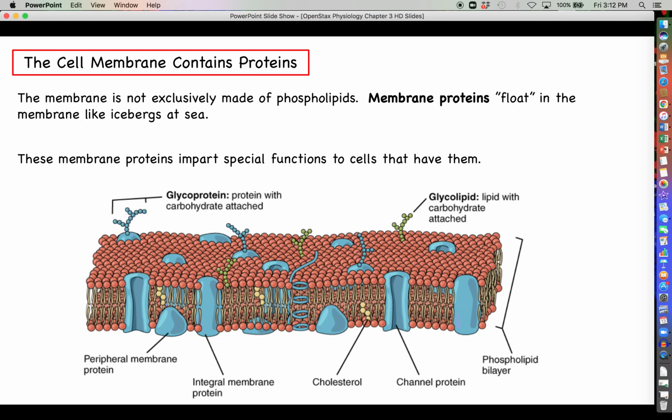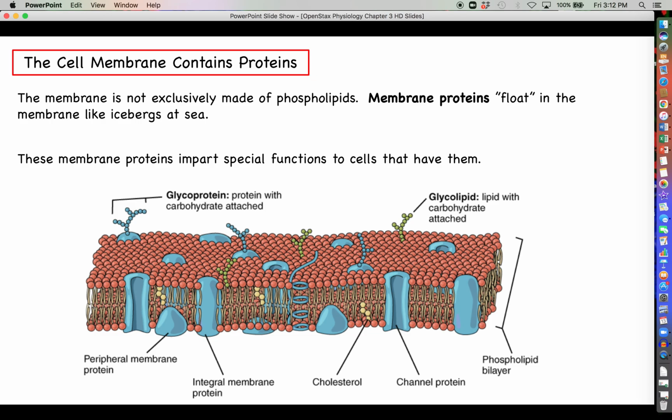So the first thing to understand is that the cell membrane is not exclusively made out of phospholipids. I like to think of it kind of like the ocean. The ocean is not exclusively made out of water. There's other things in the ocean besides water, right? There's salt, there's icebergs, there's all kinds of aquatic life. The cell membrane's the same way.